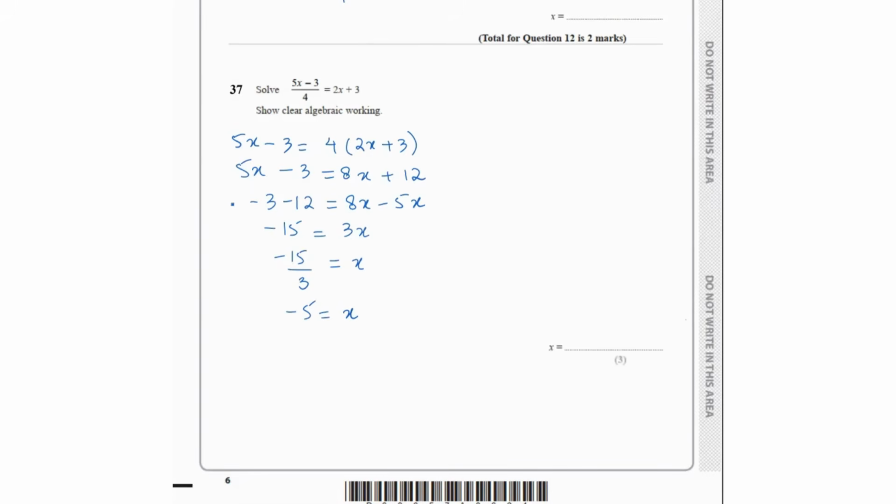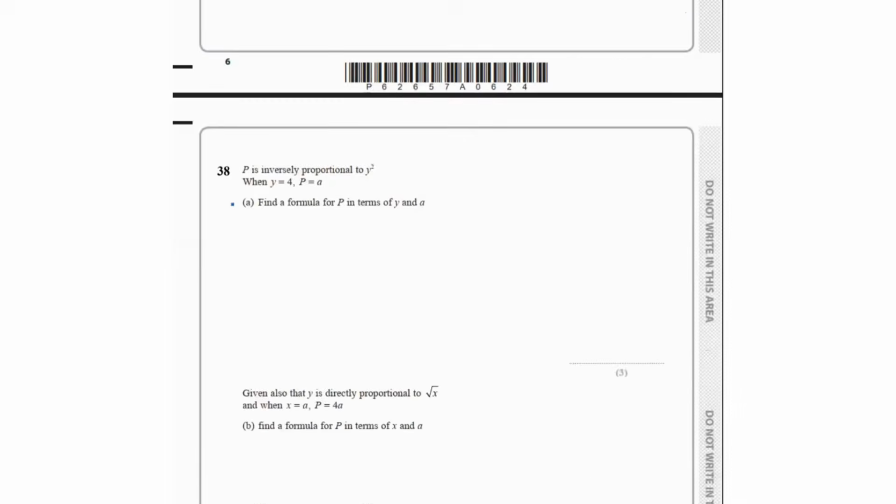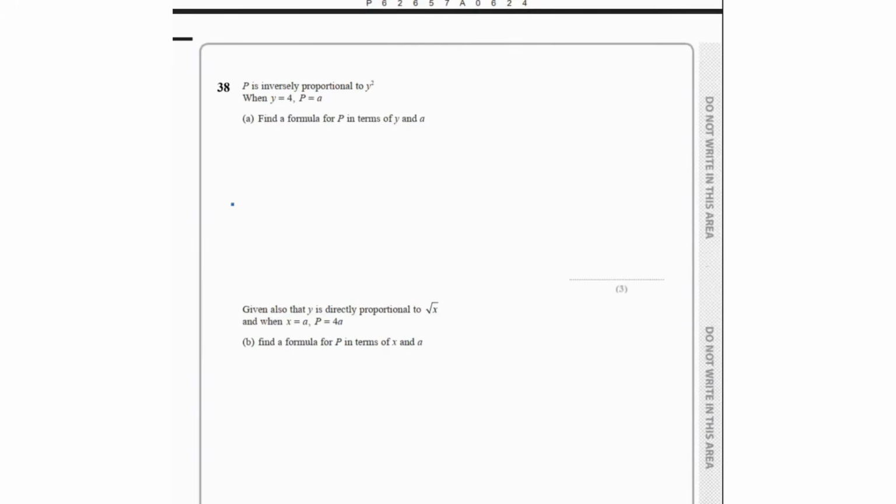You need to be at the top of your game in algebra because most of the paper is algebra. And if you know algebra, you should be able to score a good number of marks, even if the other topics aren't that strong. The inverse and direct proportion, that has a very high chance of coming as well. So P is inversely proportional to y squared. When y is 4, P is a. Find a formula for P in terms of y and a.